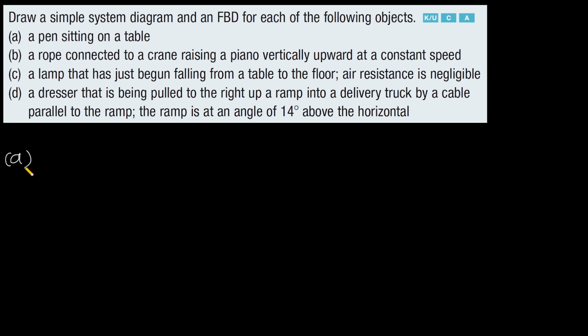So A, we use this dot to represent the pen, and this is the Earth's force of gravity on the pen, and this is the normal force of the table on the pen. When we draw the FBD, we should make the vectors reasonable. For example, the Fn and Fg are approximately equal.